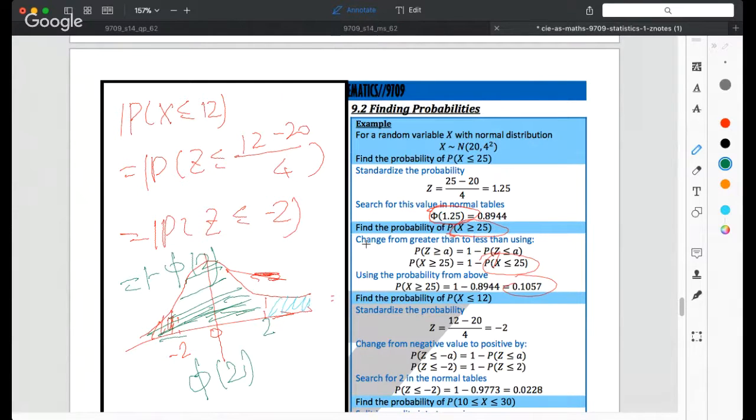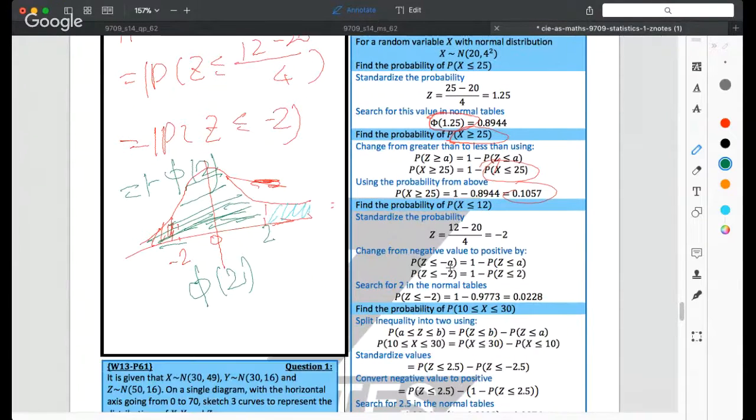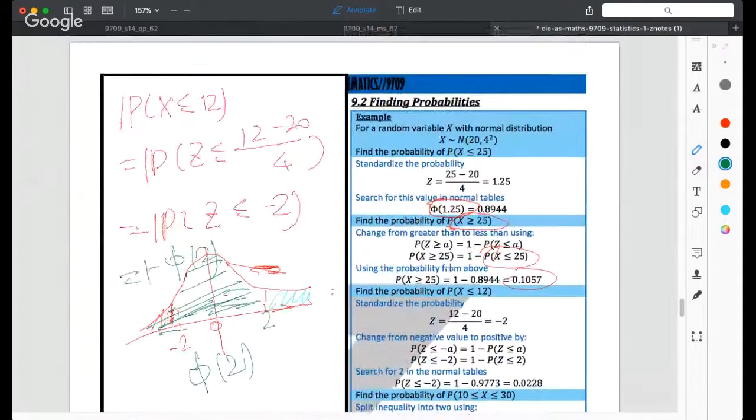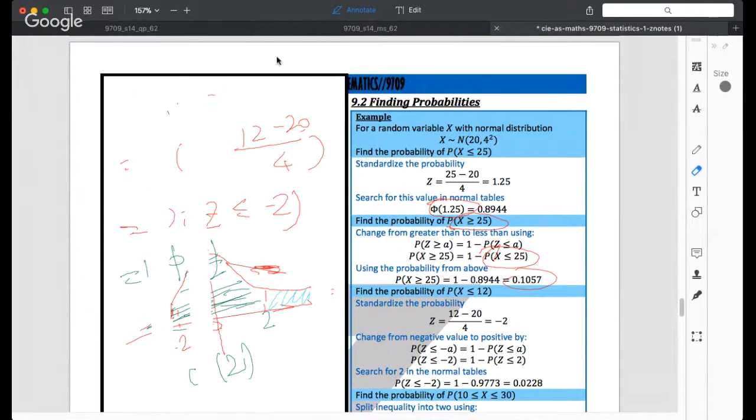So we need to convert that to the positive value. And I think it always helps if we can draw a graph so that we know which bit we want. Do we need to use 1 minus that bit? Yeah. And the next part is to find the probability of greater than or equal to 10 and less than or equal to 30. So it's a bit complicated, but it's not that difficult.